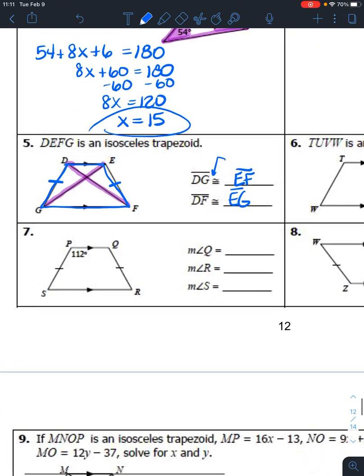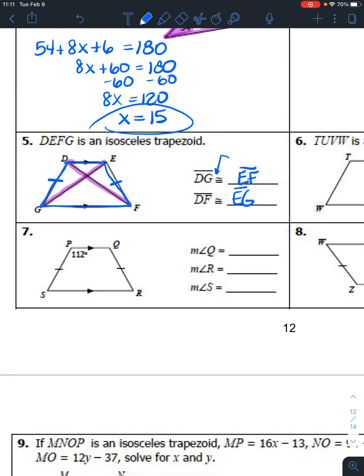So for number 7, we're back to talking about the angles again. Almost always when you're talking about the angles for a trapezoid, you're going to use that consecutive interior. So what I know is that I'm probably going to need this. I haven't even looked to see what I'm being asked for, but I know that that angle is going to be 68. So it's asking for angle Q.